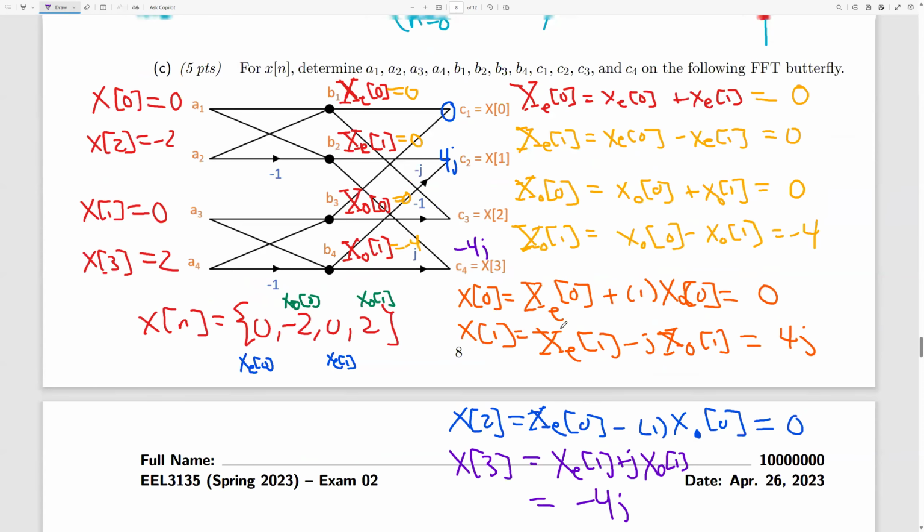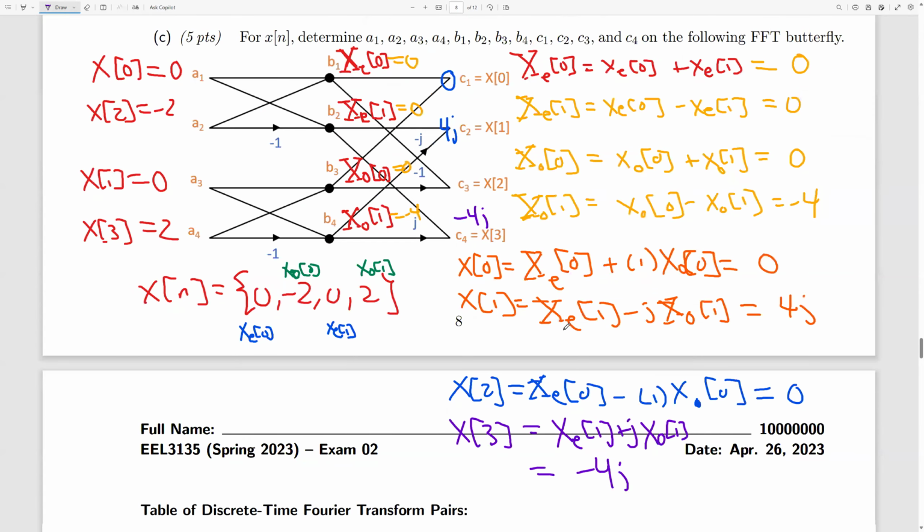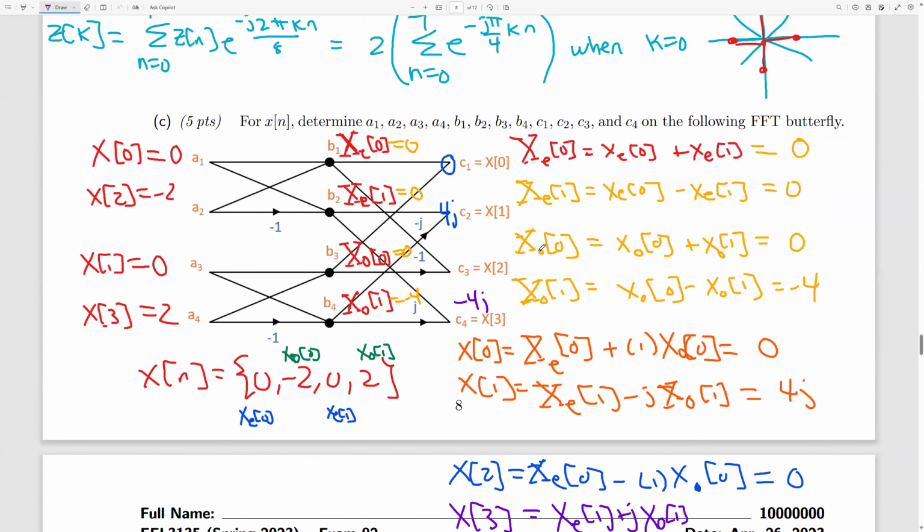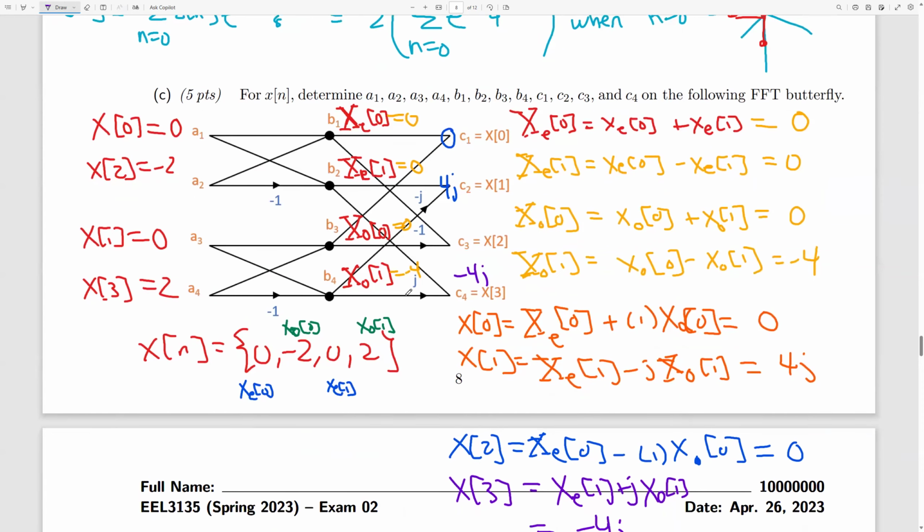So I would recommend, honestly, on this butterfly diagram, just write down the formulas. Just do it. You're not going to get anything more than a 4-point butterfly. It's only going to be like 2 or 4. 2 is the absolute easiest one. 4 is probably more likely what you might get. But you would never get anything more than that. It's just too complicated. So I hope this helps.